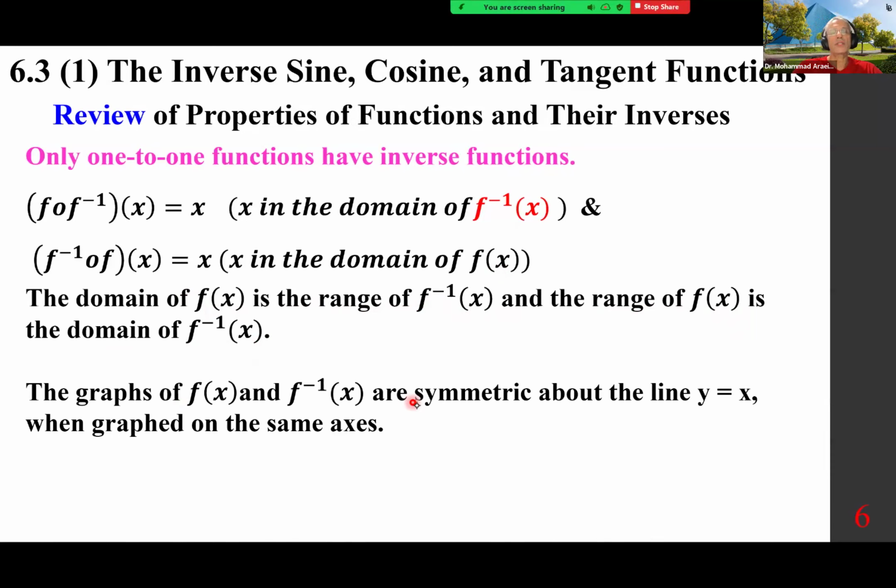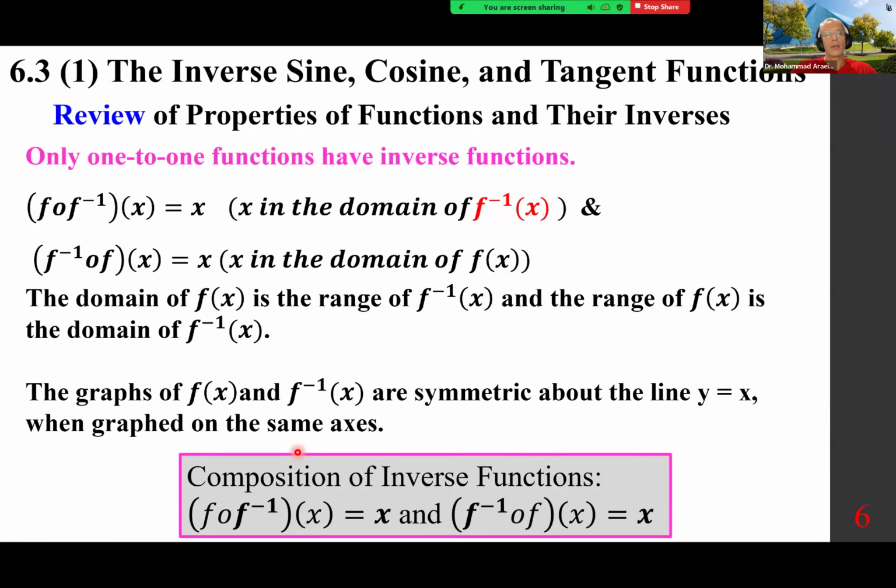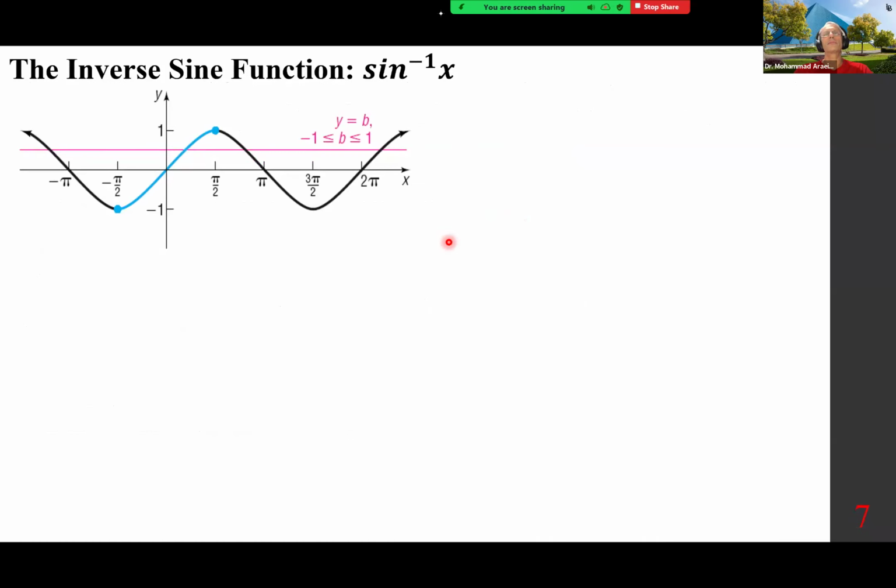The graphs of f of x and f inverse are symmetric about the line y equals x when graphed on the same axis. Composition of inverse functions: f of f inverse of x equals x, f inverse of f of x equals x, with a proper domain. So this is the synopsis of what we need to move on.